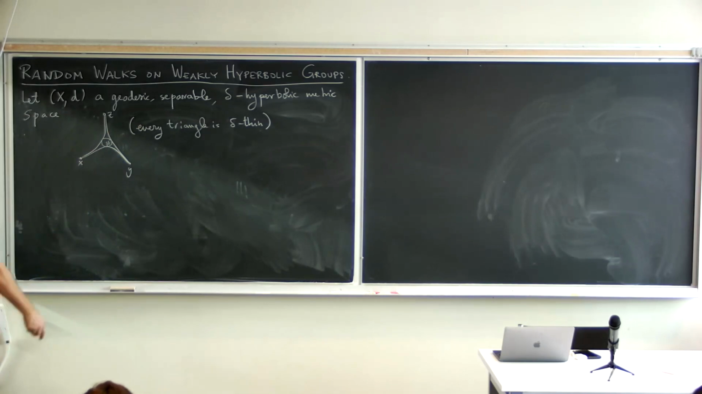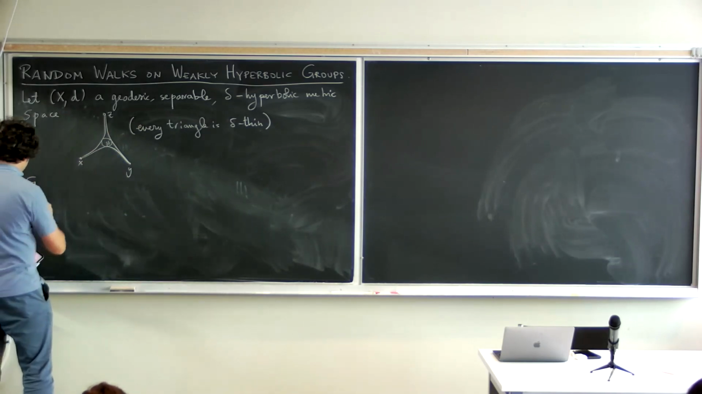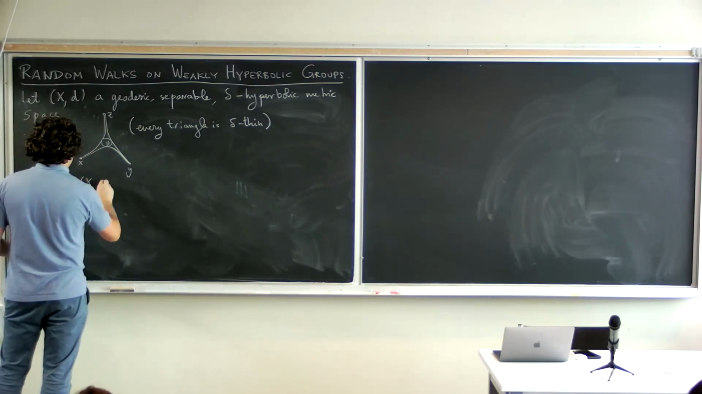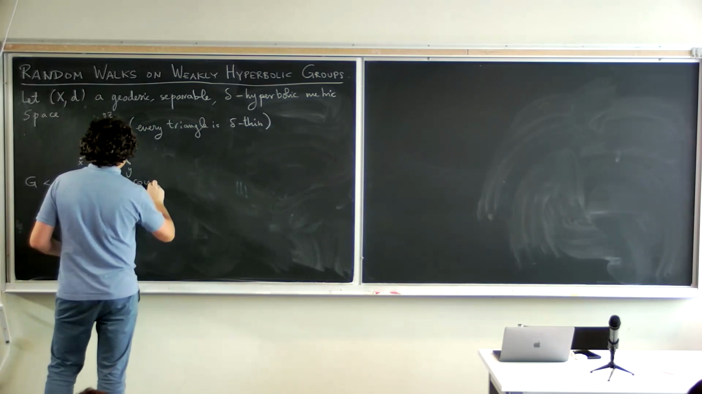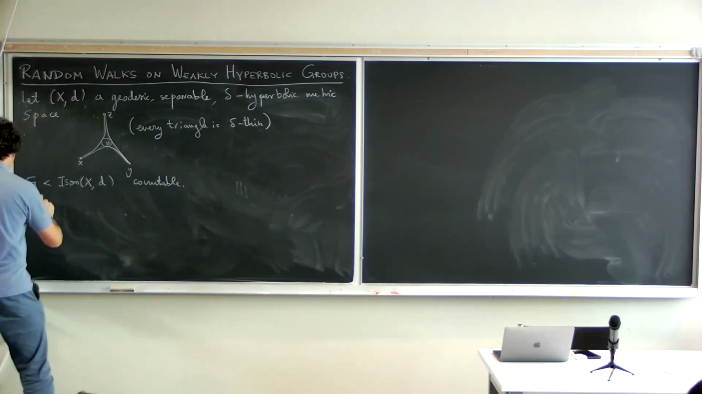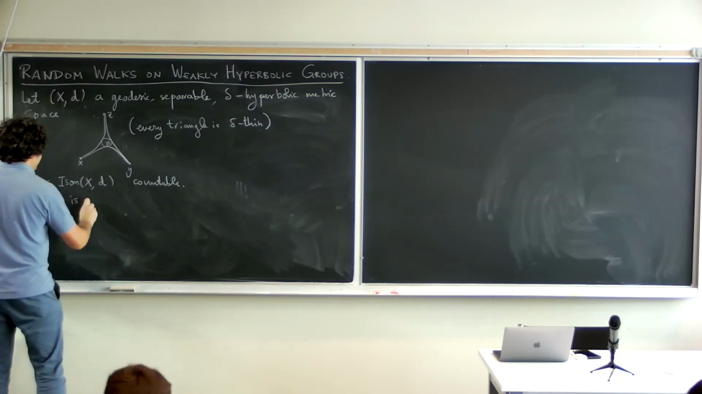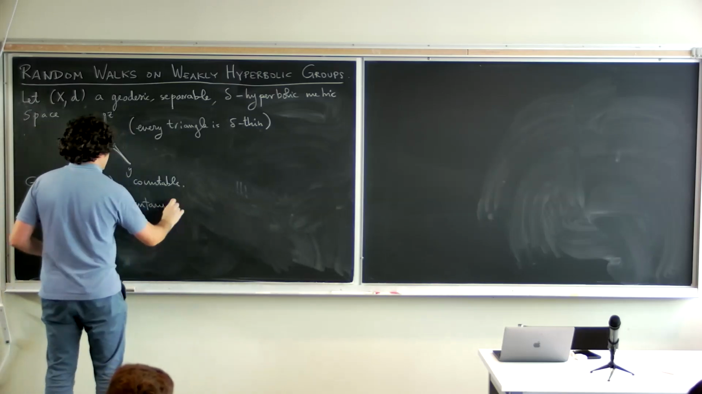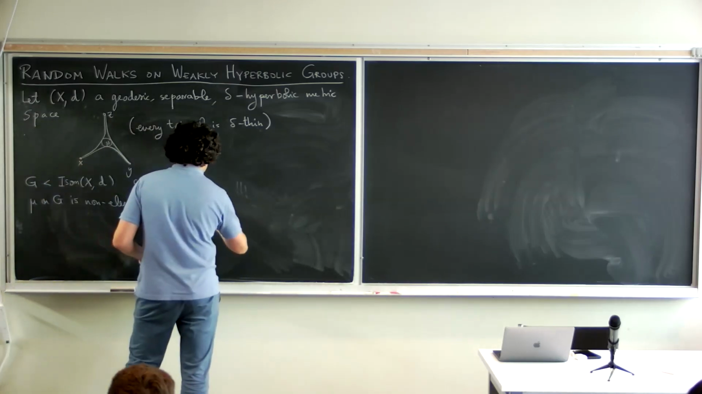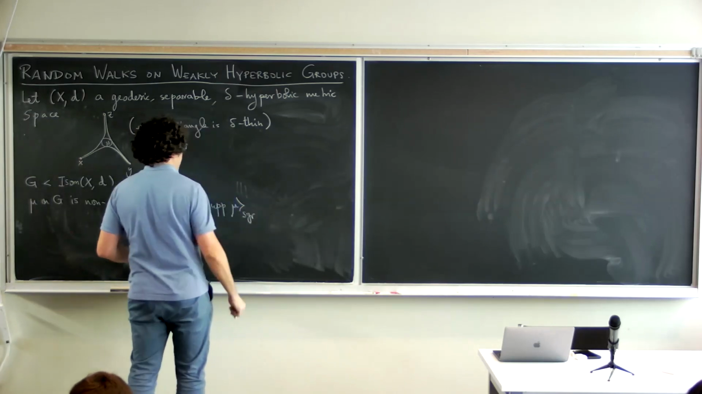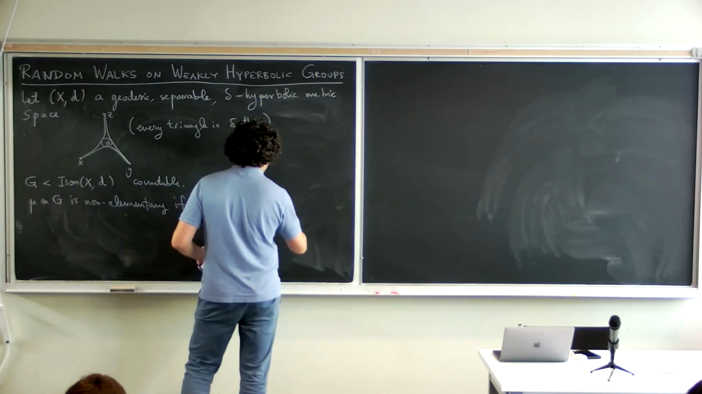Okay, and then we have a group G, a countable group of isometries. And we say the measure mu on G is non-elementary if the subgroup generated by the support of mu contains 2 independent loxodromic elements.